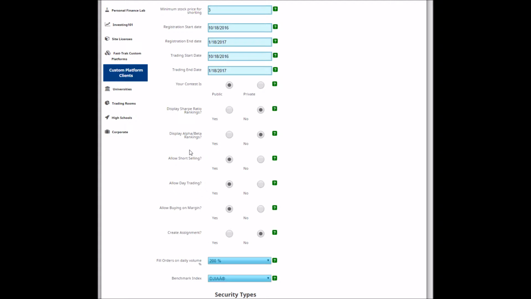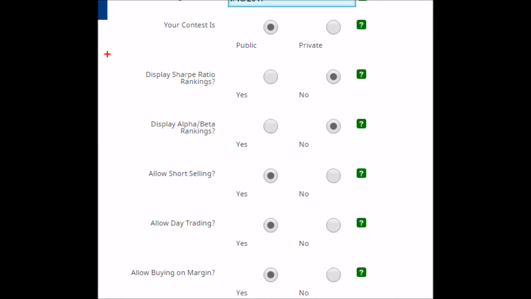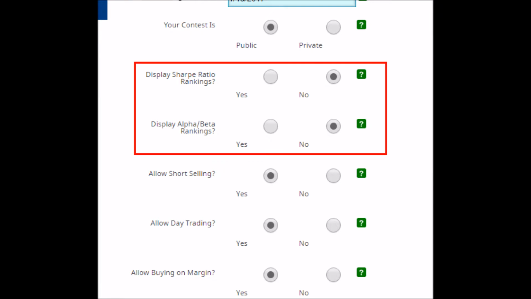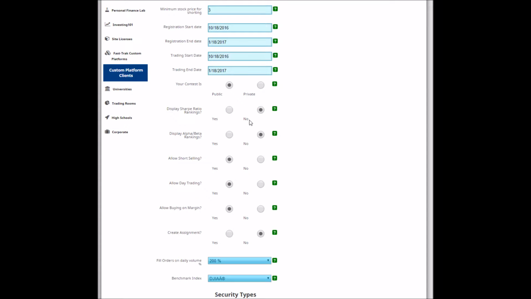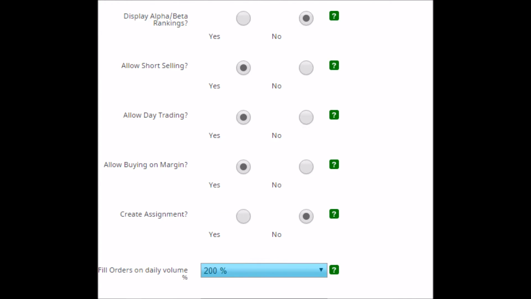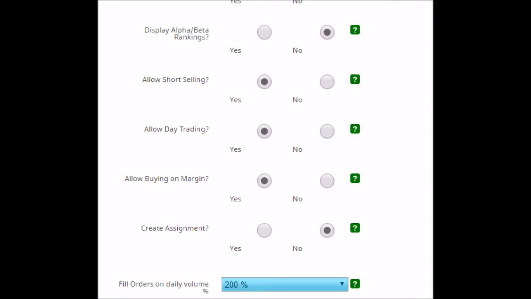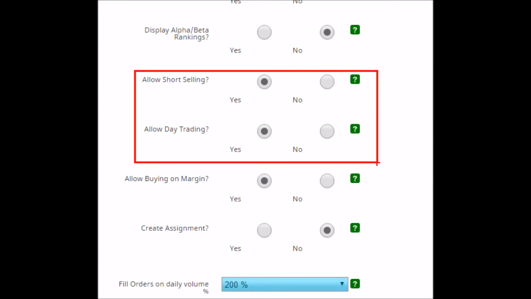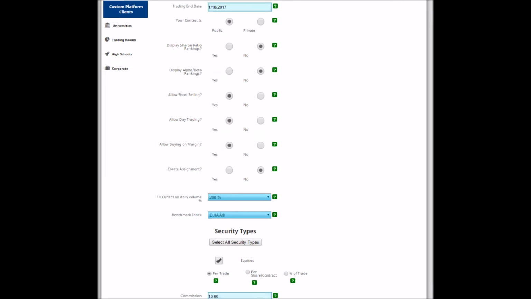Next, you can decide whether or not you want to allow Sharpe ratio rankings and rankings by alpha and beta. The Sharpe ratio is a risk-adjusted return, while the alpha and beta is also risk-adjusted but only works especially well for US equities. You can set these to on or off, and you can also change these as the contest moves forward. Then you can allow or disallow short selling and day trading in your class. If you disallow day trading, students cannot buy and sell the stock in the same day. They have to wait until the next day.